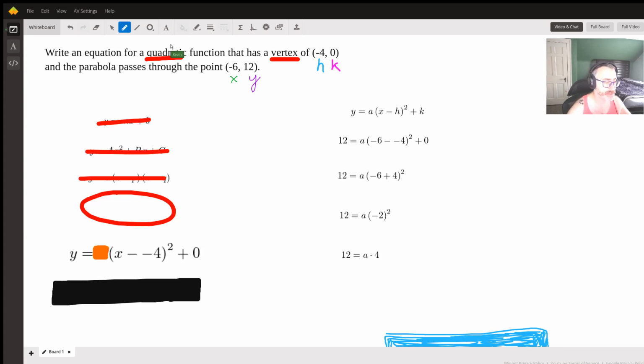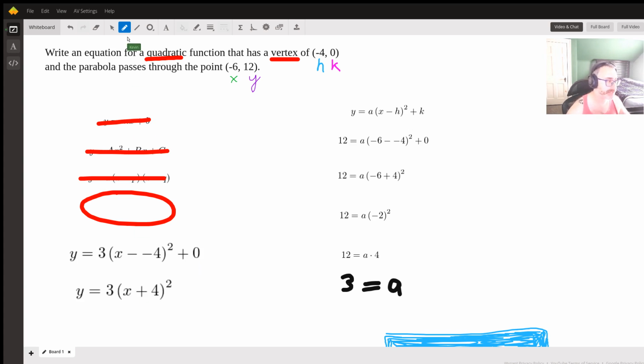And then we're down to just 12 equals a times 4, which we can solve by dividing both sides by 4. And so we get 3 is equal to a. So our a value must have been 3. So we've got this quadratic form, but let's clean it up a little bit. Like I said earlier, minus a negative just means plus, and +0 never needs to be written. So we can have this fully simplified as y is equal to 3 groups of the quantity x plus 4 squared. Hope that helps.